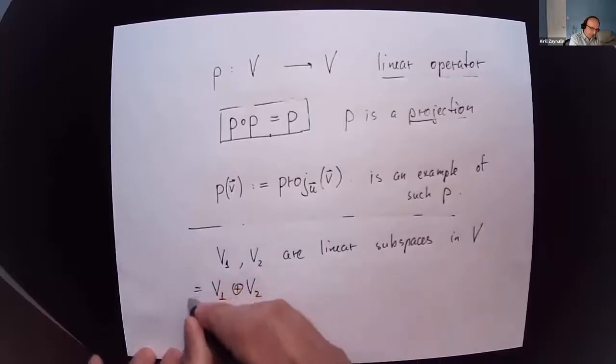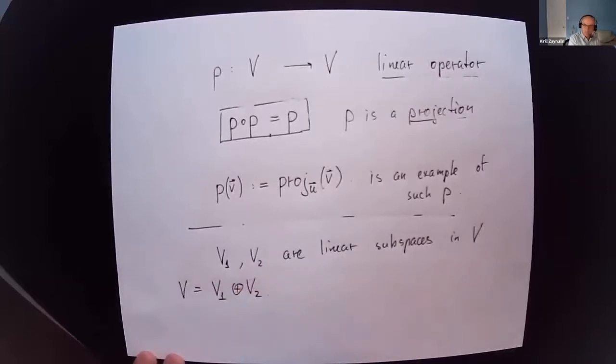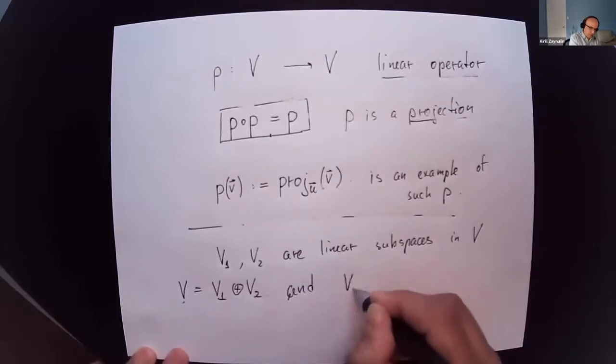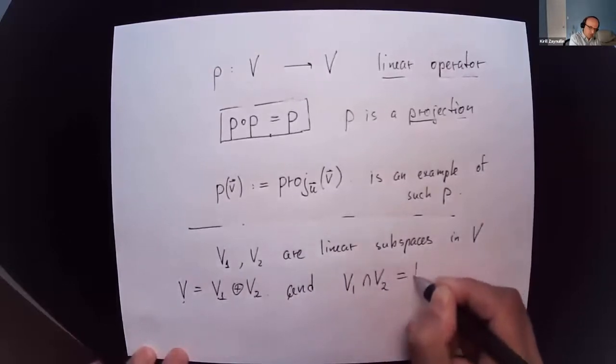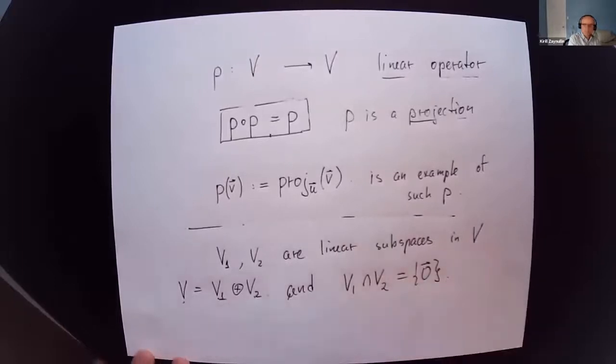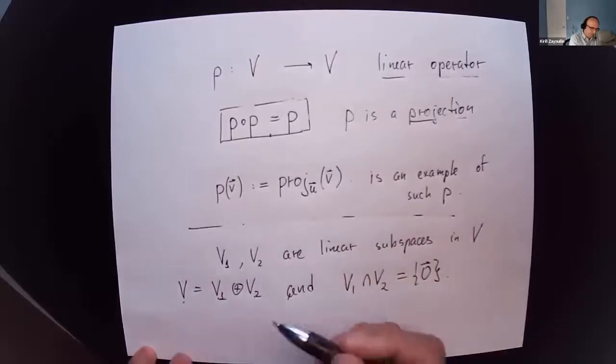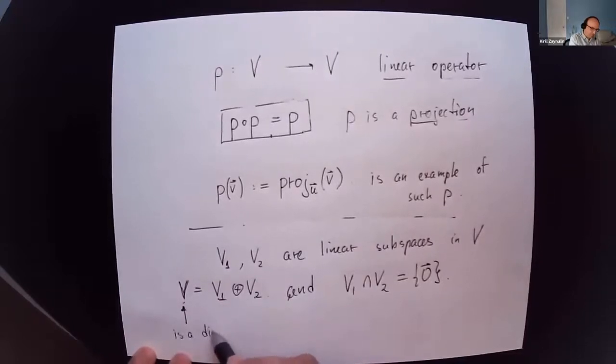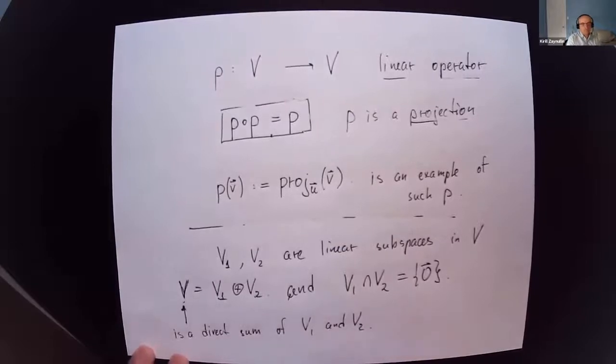So if we know that V is a sum of V1 and V2, meaning that any vector from V can be written as a sum of a vector from V1 and a vector from V2, and at the same time we know that the intersection is just zero, the smallest possible intersection, then this V is called a direct sum of V1 and V2. Okay.